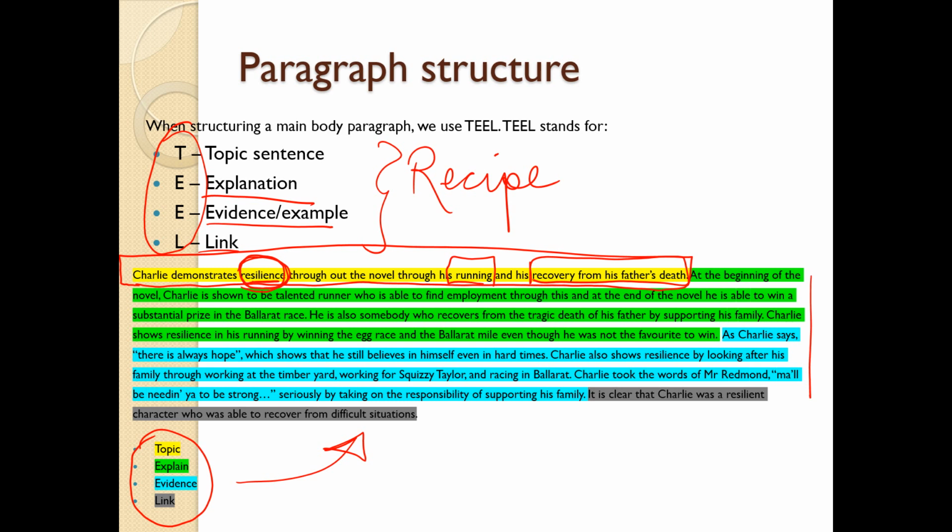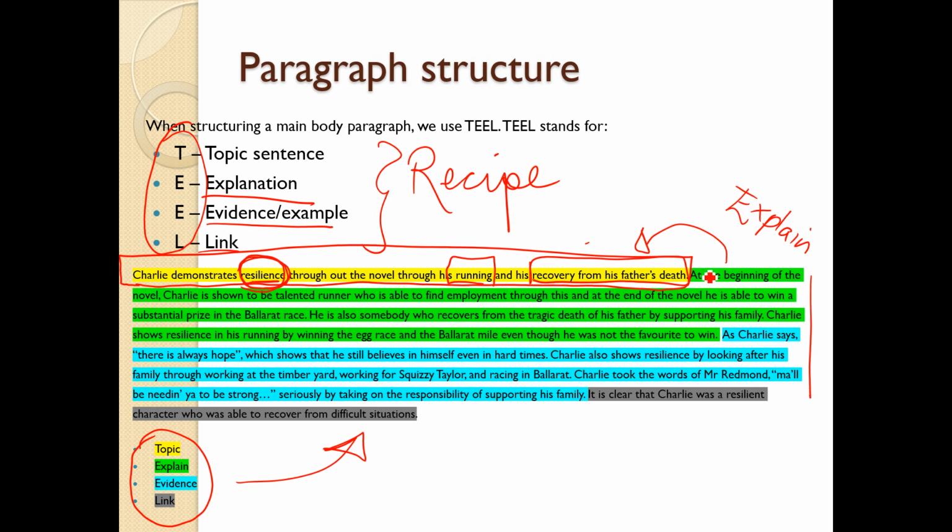So let's see. This person's got their explanation. They're explaining what they mean. At the beginning of the novel, Charlie is shown to be a talented runner who is able to find employment through this, and at the end of the novel he's able to win a substantial prize in the Ballarat race. He's also somebody who recovers from the tragic death of his father by supporting his family. Charlie shows resilience in his running by winning the egg race and the Ballarat Mile, even though he was not the favourite to win. So this is the explanation of the topic sentence.